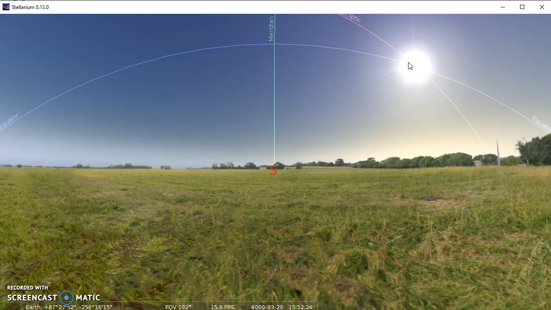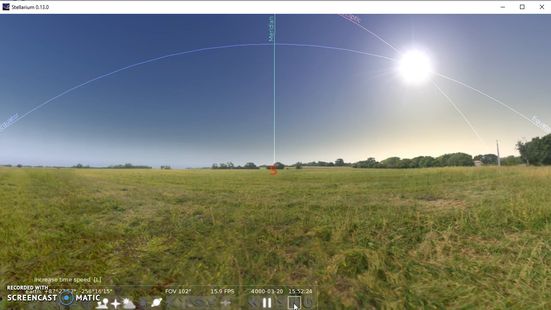This is Montreal, March 20th, spring equinox. You can see the blue line representing the celestial equator, and this purple or red line here represents the ecliptic. And you can see that the sun is crossing the equator line, and the sun is always on the ecliptic. Now let's speed up this animation and see what happens over the course of the day.